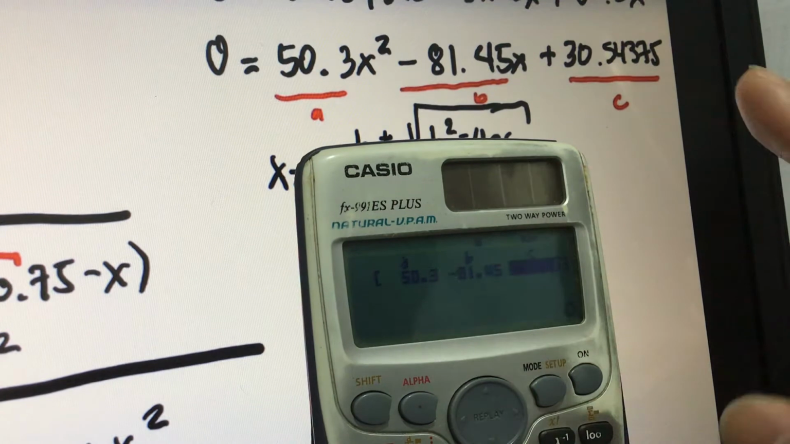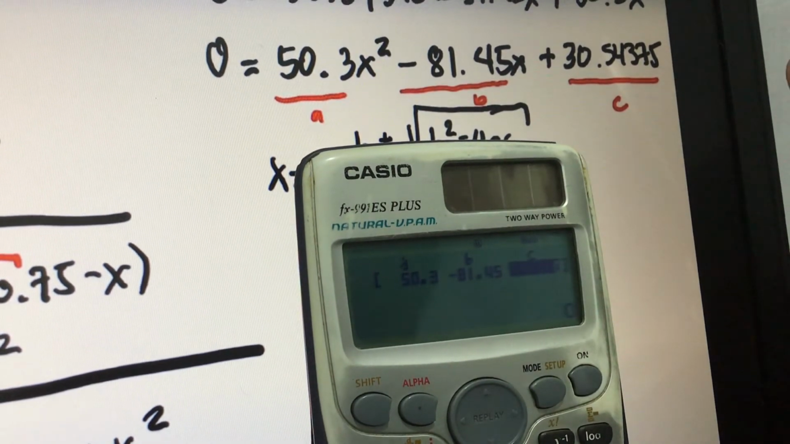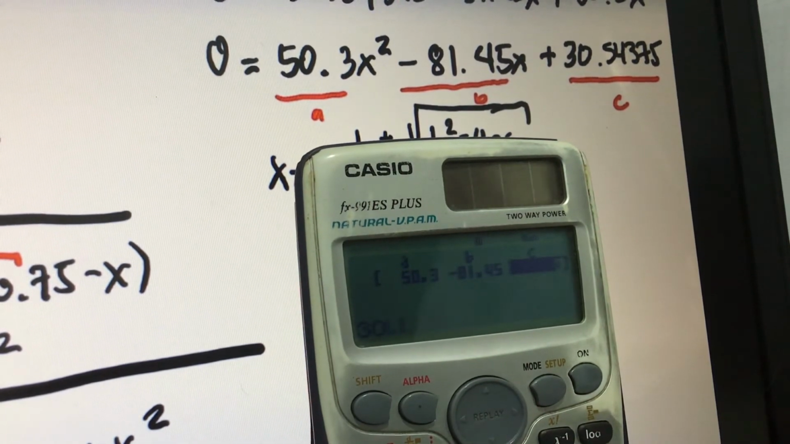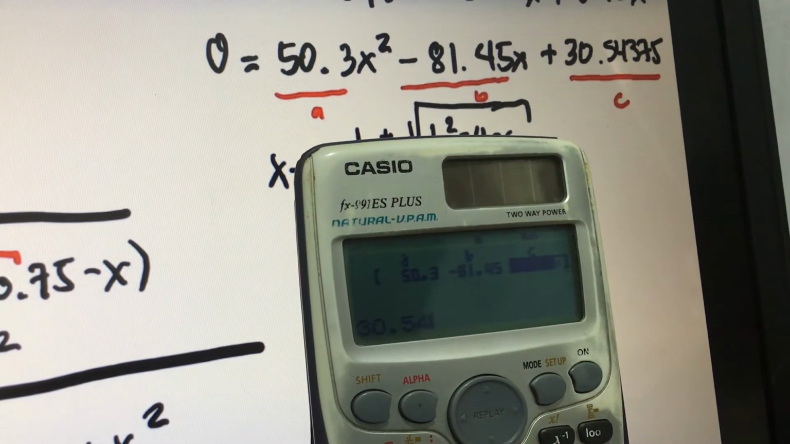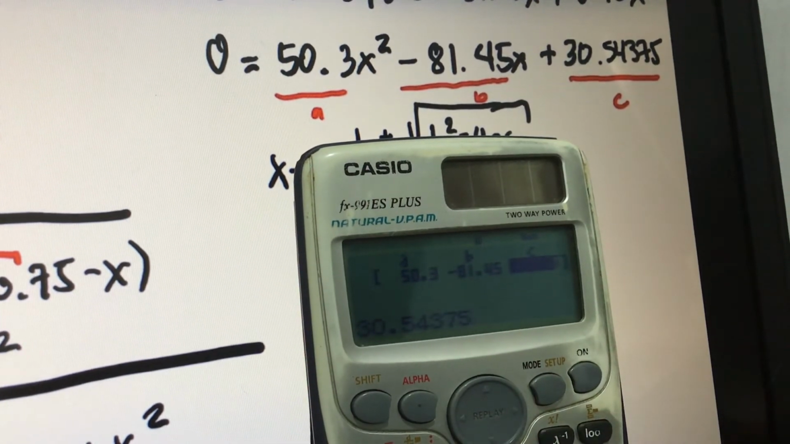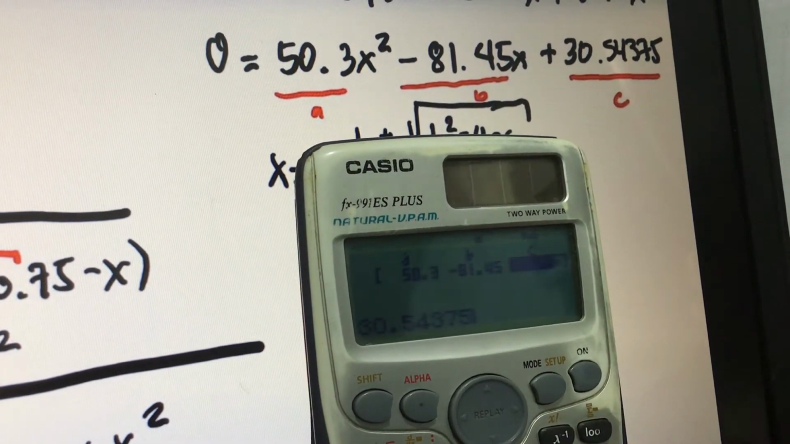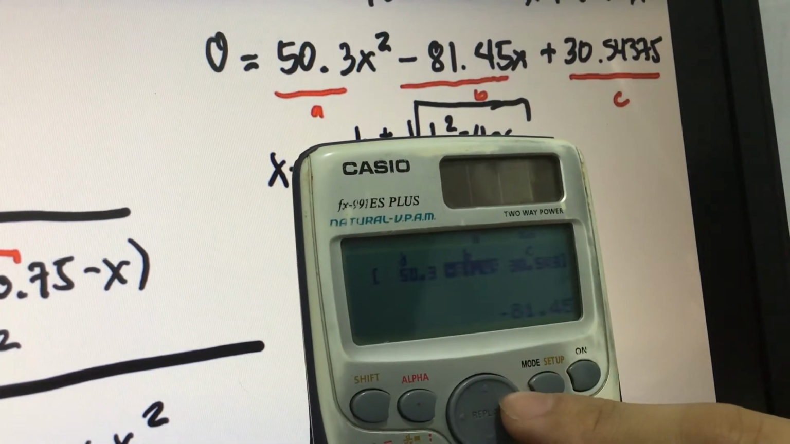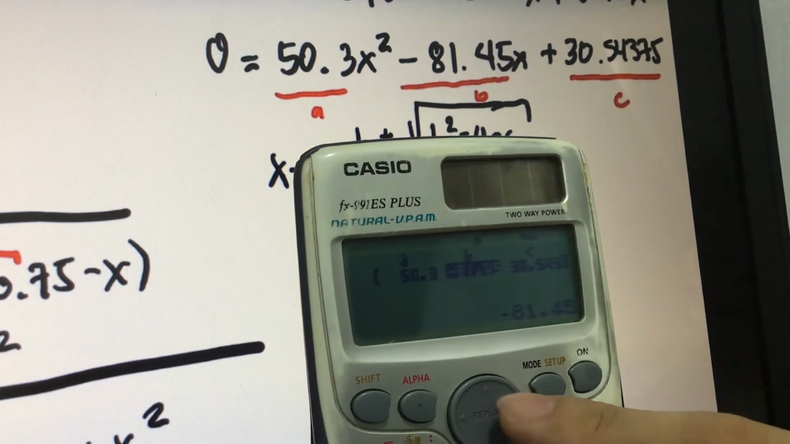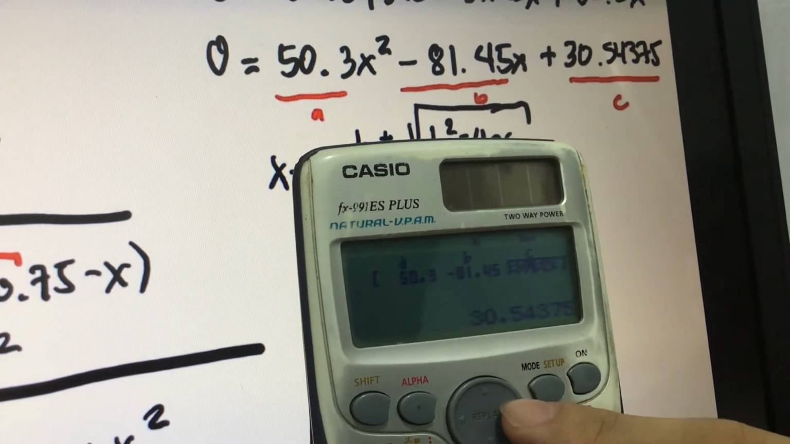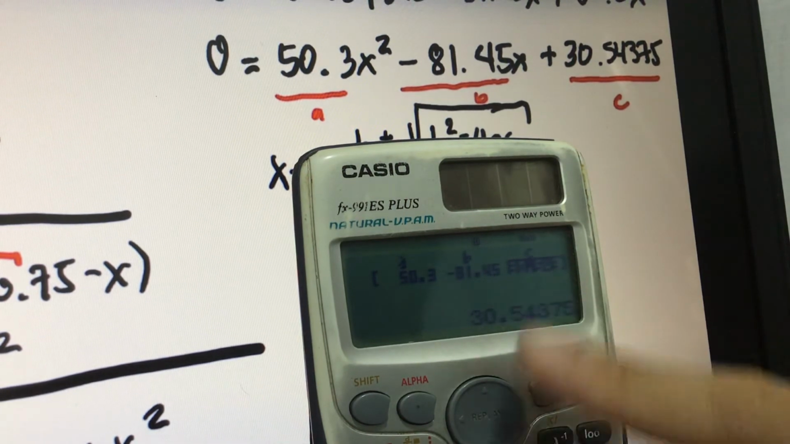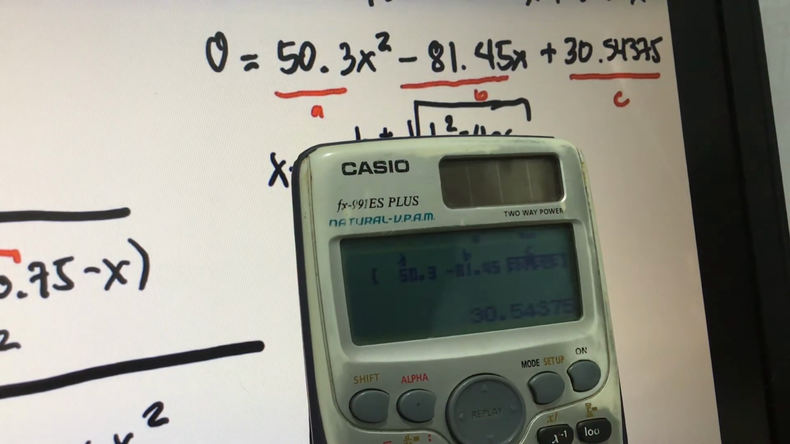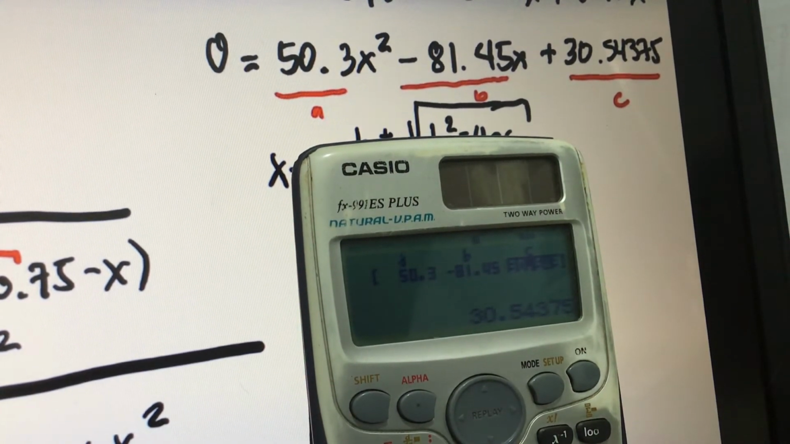How about for letter C? For letter C, we have 30.54375. So you type that as well, and then you press the equal sign again. There you go. We have 50.3 for A, negative 81.45 for B, and 30.54375 for C. After plugging in the values for A, B, and C, you press the equal sign again.